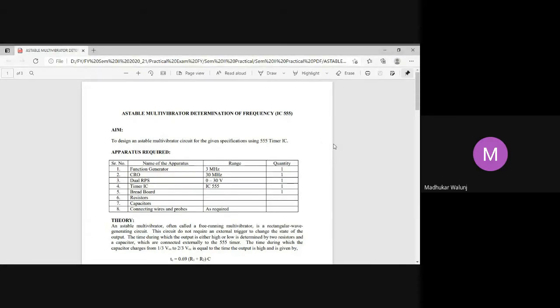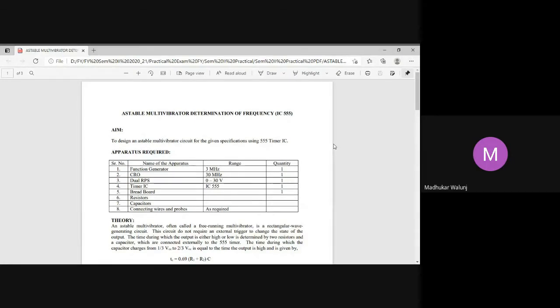Okay, experiment: astable multivibrator, determination of frequency using IC 555. The aim of this experiment is to design an astable multivibrator circuit for the given specification using a 555 timer IC. Apparatus required: if we need a function generator, then a function generator, a CRO.